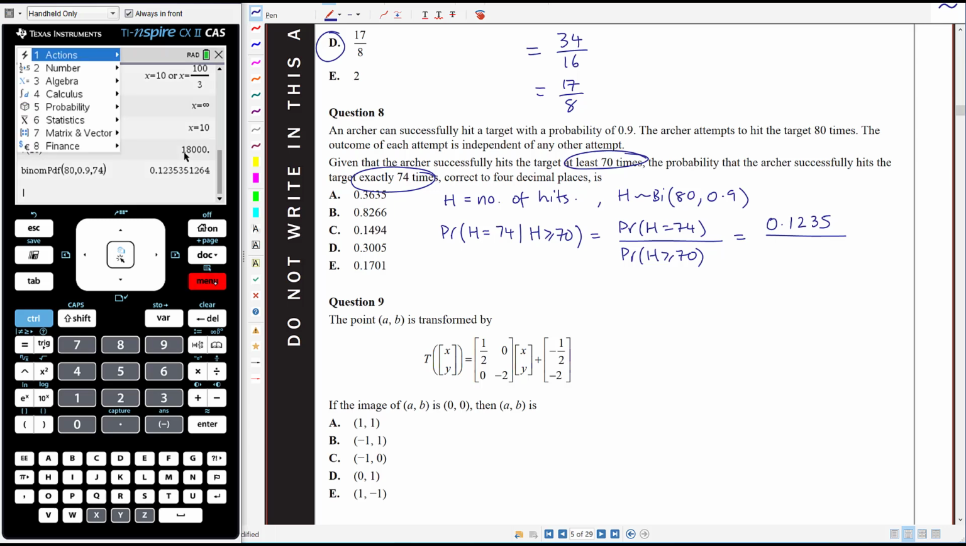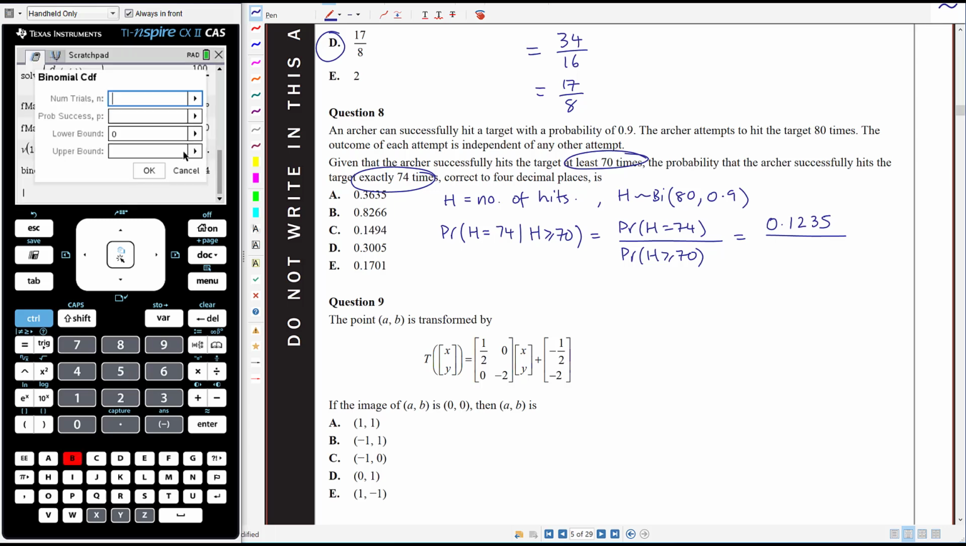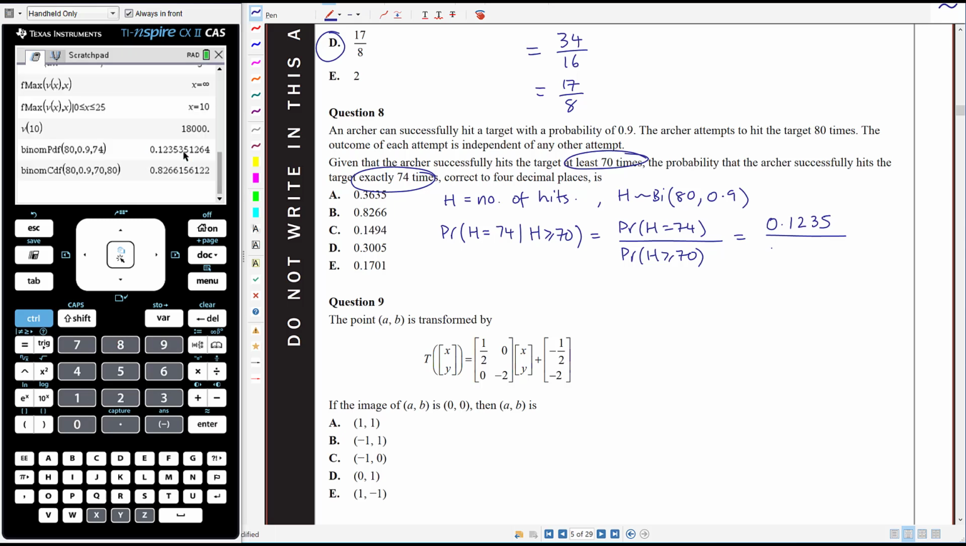okay, so menu 5B to work out the denominator probability. So n is 80, p is 0.9, we want at least 70, so lower bound is 70. It's not greater than 70, so it's at least 70, so it includes 70 up to 80. Okay, so that probability is 0.8266, and we're going to divide those two probabilities, so that divided by that.